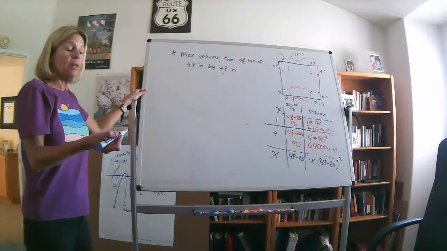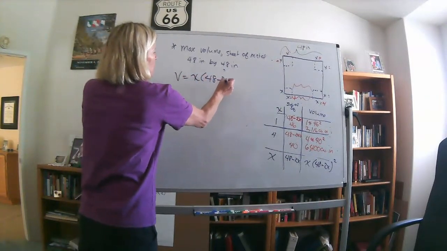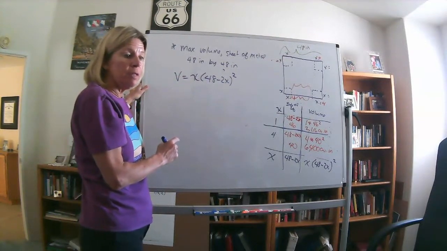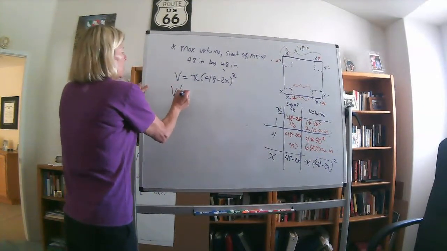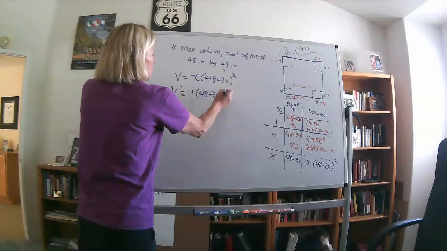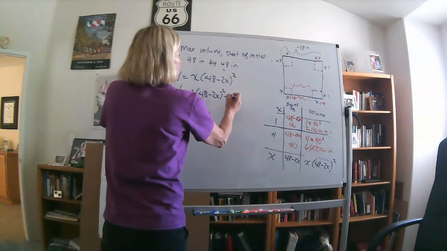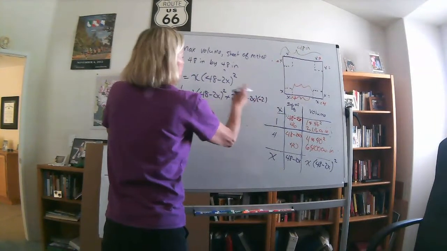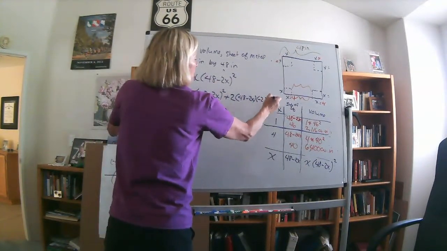I've got a function now that I can maximize. So the volume is x times 48 minus 2x, the quantity squared. I'm going to use the product rule to take the derivative of this. You also could multiply it all out and go from there. So the derivative of x is 1 times 48 minus 2x, the quantity squared. When I get to the derivative of the second term, I have to do a chain rule. So it's 2 times 48 minus 2x times negative 2, my derivative of the inside, times my first term.